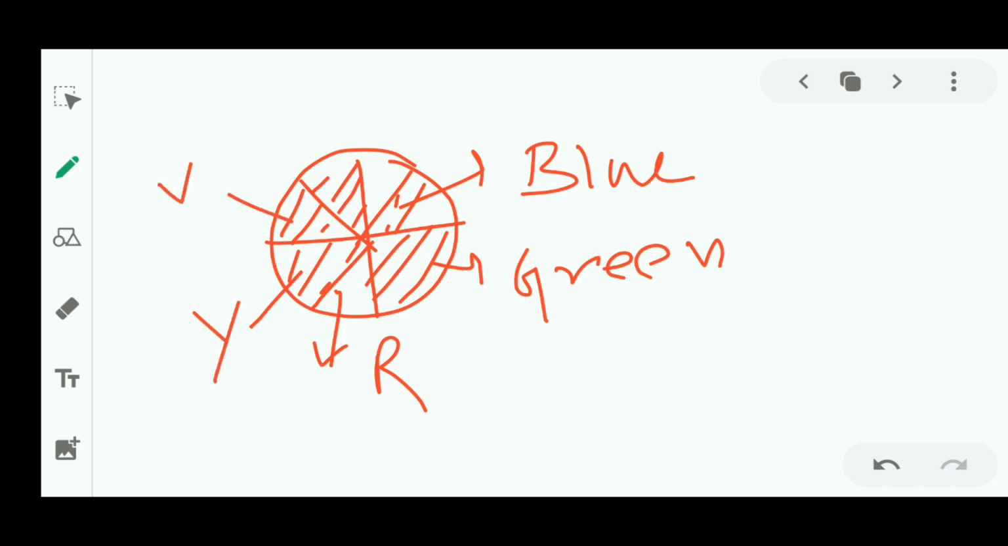Now if you put a stick over here, and then rotate the disc very quickly, you will not see any color on that disc. You will see the disc is full of white in color. So this is an experiment done by Newton, known as the Newton disc experiment.